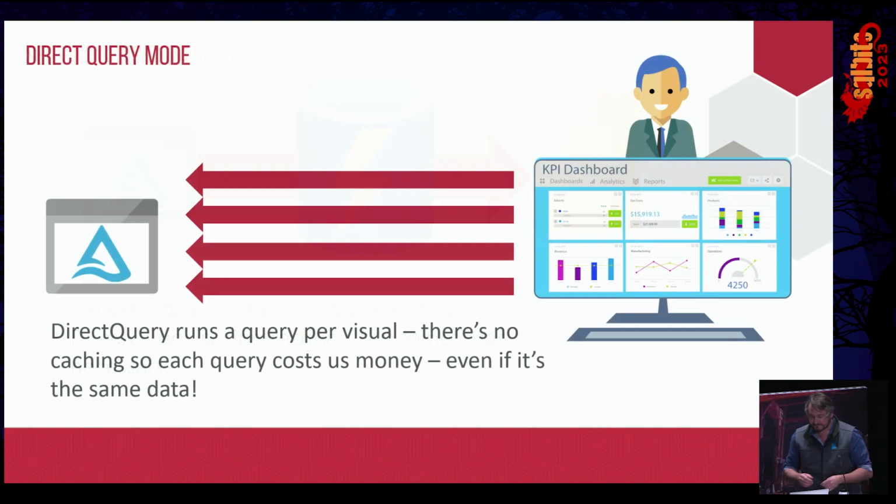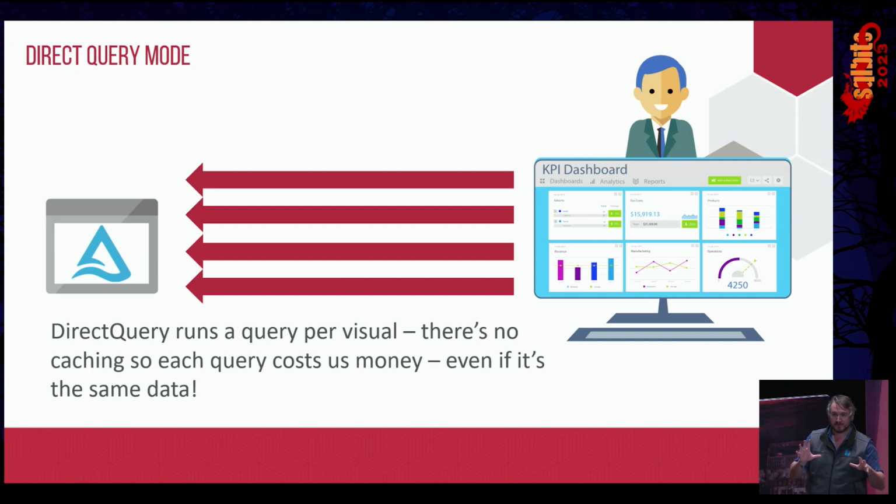Well, firstly, if you don't use Power BI that much, direct query tends to run a query per visual. So if I've got a big dashboard with lots of different pieces on there, each one of those is going to run a query. So if someone goes into my report and hits refresh, and it goes and gets those numbers, it's not going to run one query and charge me one bit of data read. It's going to run lots of different queries, all in parallel, and charge me for each one.